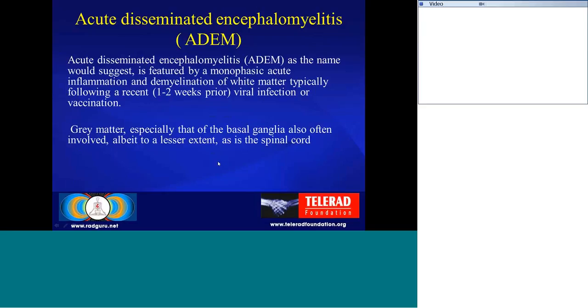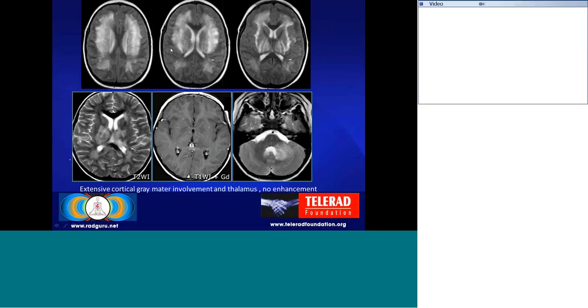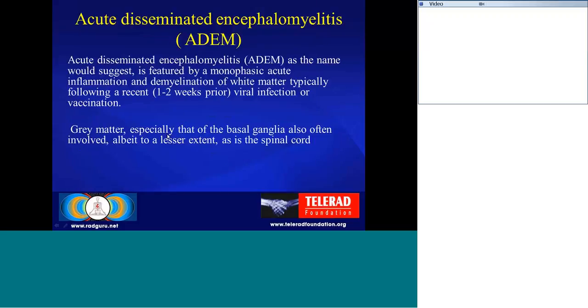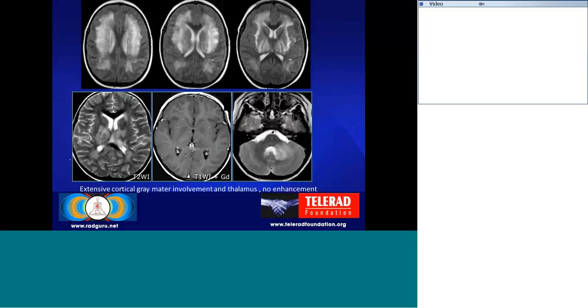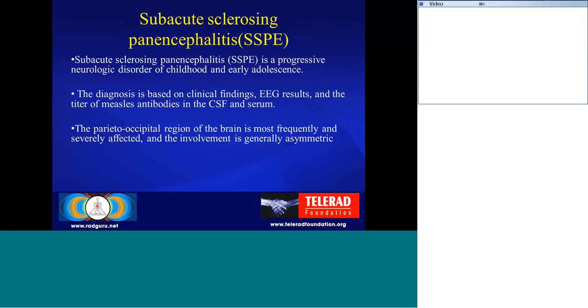Gray matter and basal ganglia are involved, and also sometimes the spinal cord. You can see that there is diffuse cortical gray matter involvement, white matter involvement, and also thalamus involvement. There's no enhancement on the contrast. So this is a case of measles disseminated encephalomyelitis.